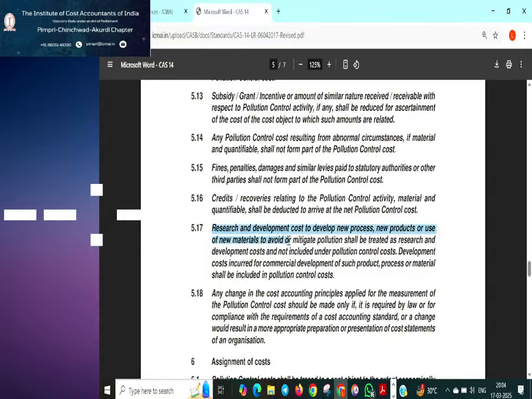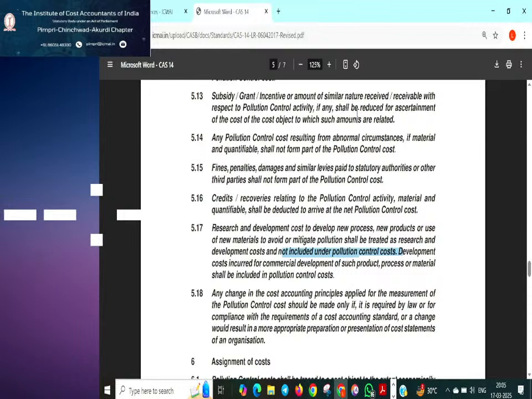Coming back to research and development cost. Whenever we look at research and development, one thing is it can be for the design and production of a new product. Second thing is it is improvement in the existing process. Third thing is, if research and development cost is to develop new process or new products or use of new materials to avoid or mitigate pollution, mitigate in the sense transfer the pollution, it shall be treated as research and development cost and shall not be included under pollution control cost. This you got to remember.